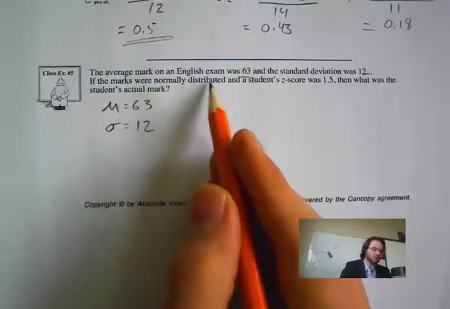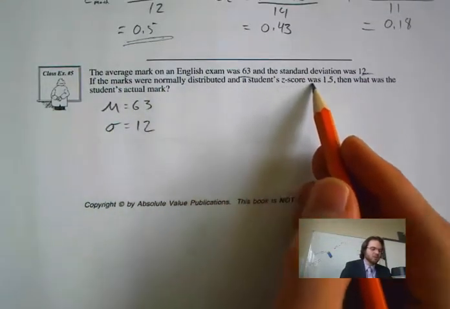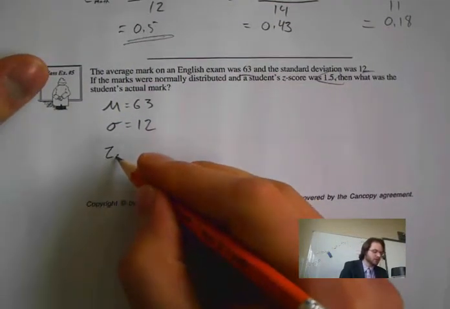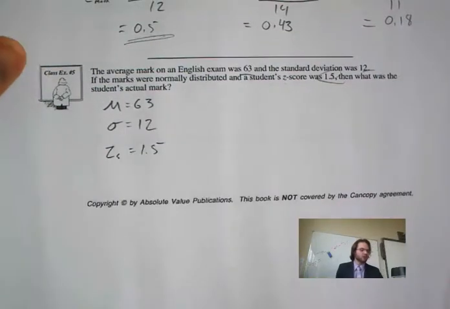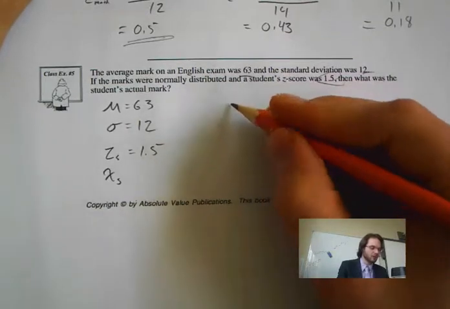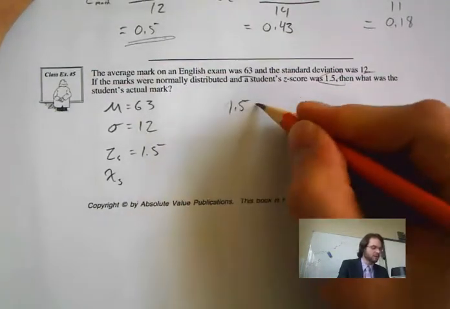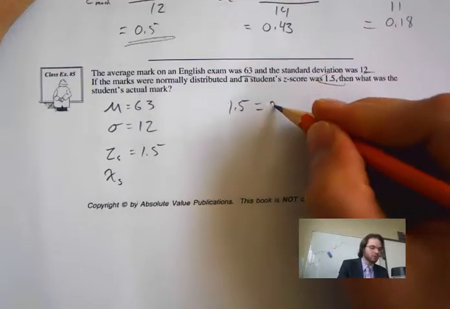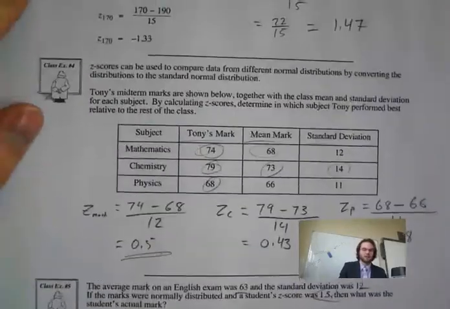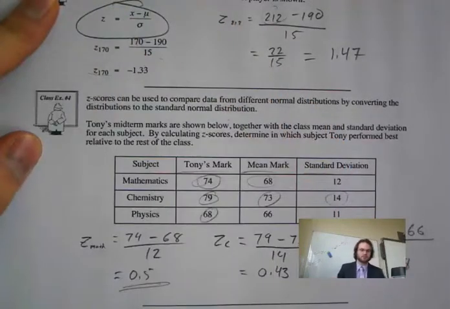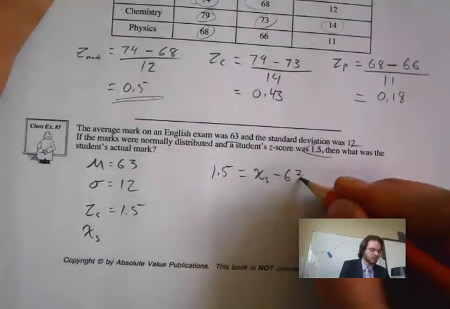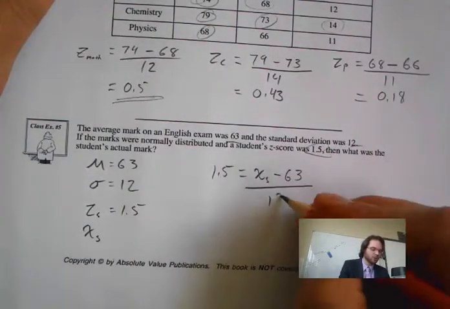Okay, if the marks are normally distributed and the student's Z-score was 1.5, we want to know the student's mark. Let's put it into our formula. We have 1.5 is equal to, well, we don't know the student's mark x, still using this formula way up here, and then we subtract the mean, which is 63, all over 12.